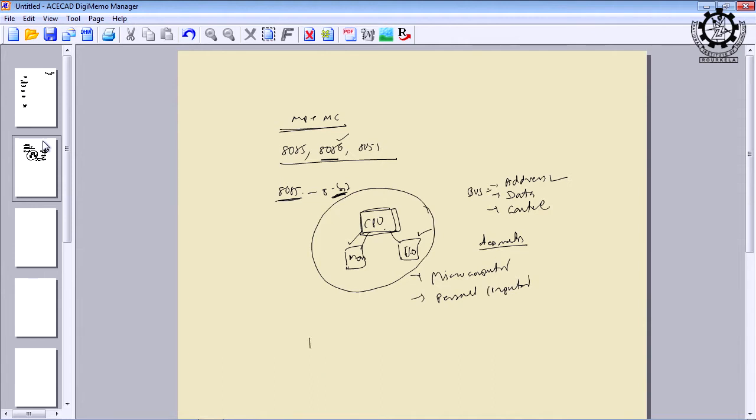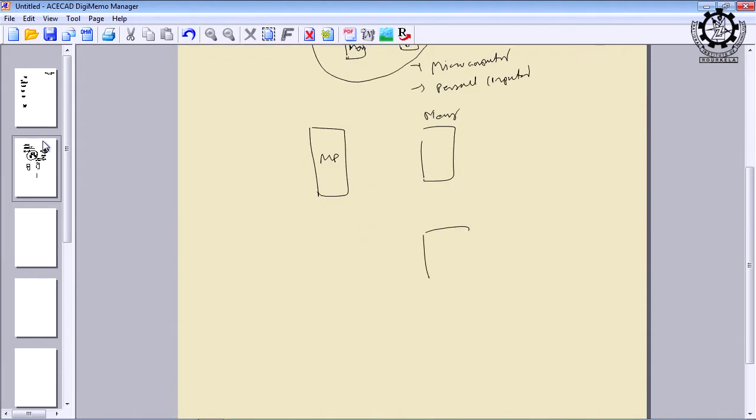Microcomputer and personal computer can be used interchangeably, right. So, now if this is the CPU or microprocessor, and this is the memory, and these are the set of IO devices, and we connect the bus from microprocessor to memory and from microprocessor to IO devices for communication.